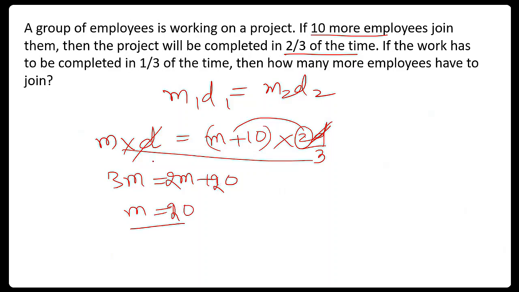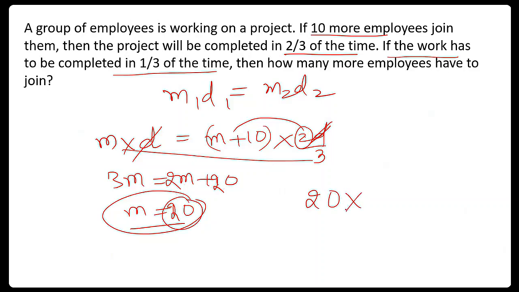Once again, 3M is equal to 2M plus 20. Yes, M is equal to 20. Now, if the work has to be completed in one-third of the time, then how many employees are required? Initially, when 20 people were there, they took D days. Now, how many people are required to finish it in one-third of the time? That is D by 3.